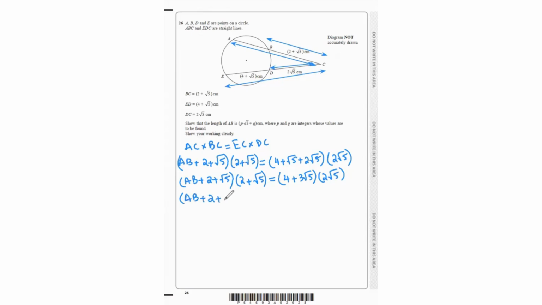Let's leave the left-hand side as it is. Expand the brackets on the right-hand side. That's 8 root 5 plus 6 root 5 squared. Now I'm going to bring the 2 plus root 5 to the right-hand side. So AB plus 2 plus root 5 remains as it is, and on the right, 8 root 5 plus 6 times 5, divided by 2 plus root 5.